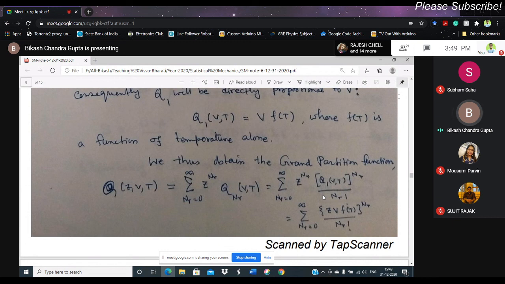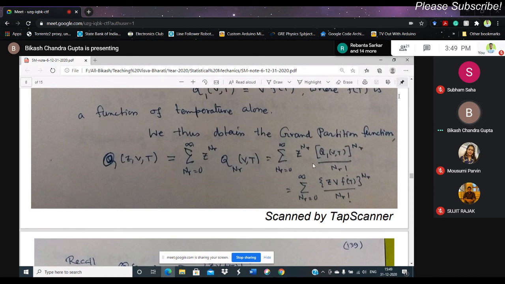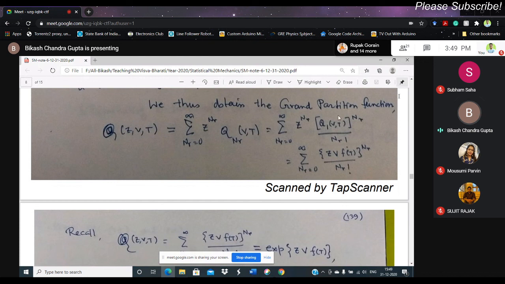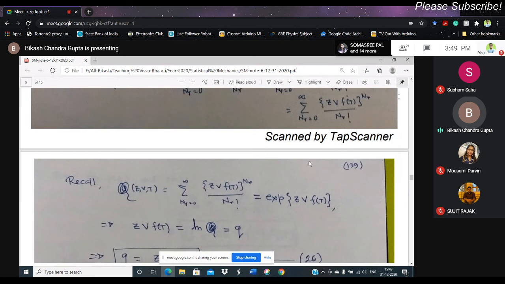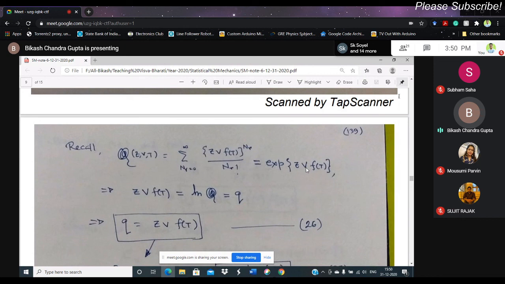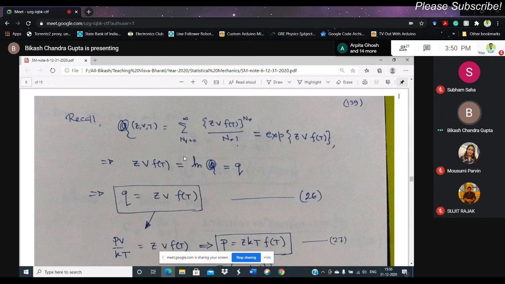And therefore, if you combine all this together, then it is z V f(T), so (z V f(T)) whole to the power N_r by N_r factorial. And this is nothing but an exponential, right? You can write it as an exponential, assuming that the convergence will take place. Again, I'm repeating, assuming the convergence is preserved here, assuming that we can write it as an exponential.